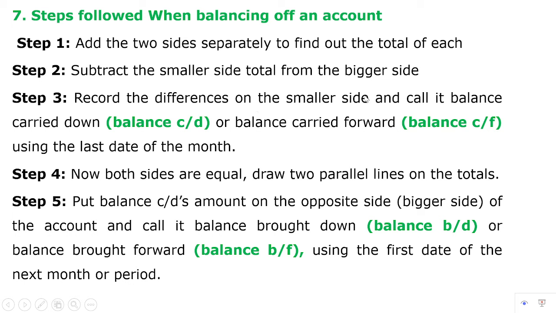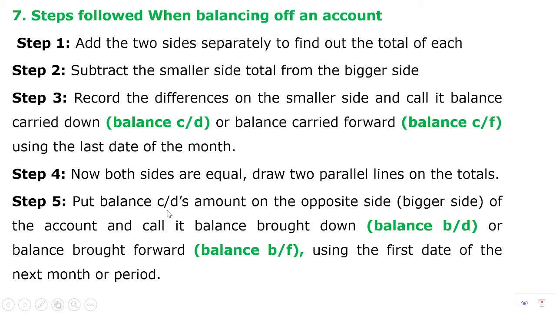Then you record the difference on the smaller side. The balancing figure has to be put on the smaller side, and you call it the balance carried down or the balance carried forward, using the last date of the month. Step number four, now both sides are equal. Here you compute the totals. Then you draw two lines on the totals.